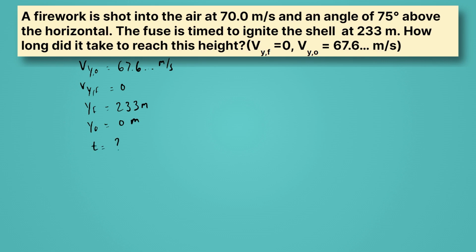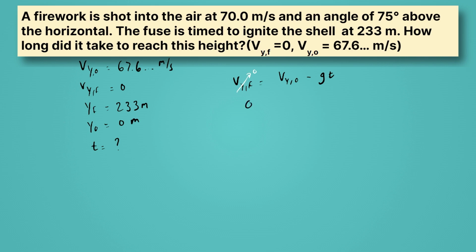So what we should do is check out our equations and see if there's something that links these variables but has time in it as well. The best equation to choose here is velocity y final equals velocity y initial minus gt. This equation is basically saying take your initial velocity in the y direction and subtract gravitational acceleration multiplied by time. So we already know that our final velocity in the y direction is going to be 0. So that drops out.